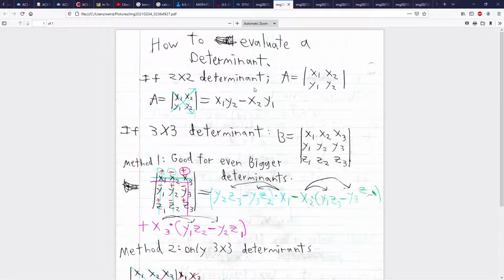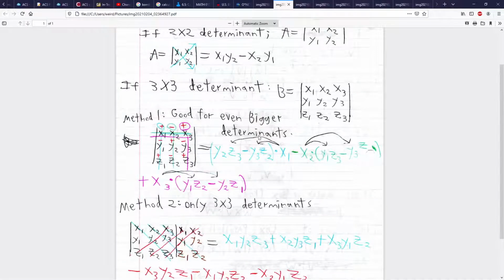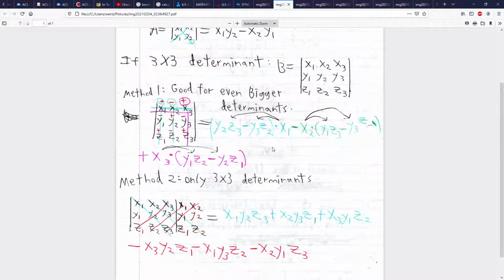Here's something: how to evaluate a determinant. If it's a 2 by 2 determinant, then you basically just do one diagonal minus the other diagonal, you multiply the diagonal minus this other multiplied diagonal. For a 3 by 3, there are two solid methods that work no matter what.